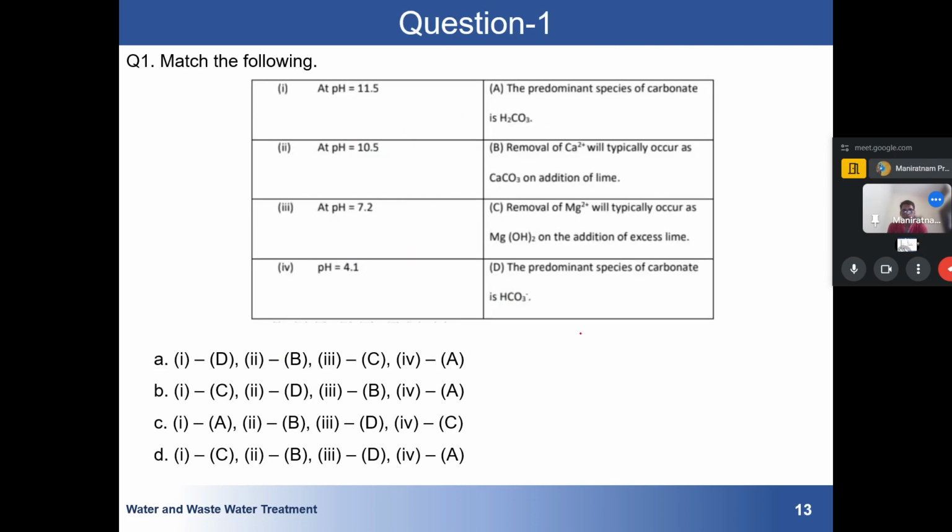So coming to the first question, is this thing related to this dominant species only? And I have already said that the presence of high OH minus can precipitate magnesium and all this thing also.